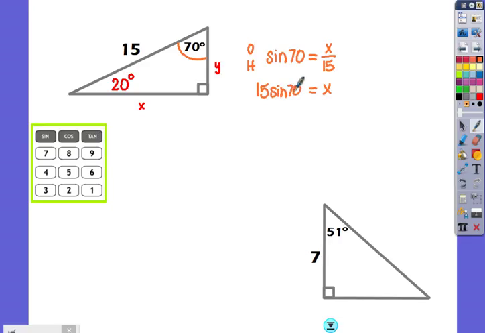Now you're going to want to make sure you're in degree mode. Otherwise this is not going to work for you. 15 sine 70, 14 point, I guess 1, 14.10.